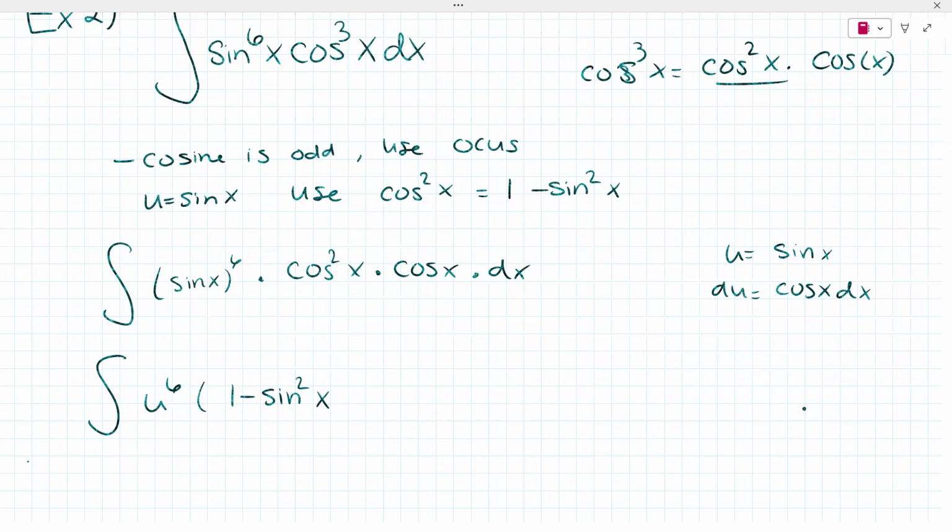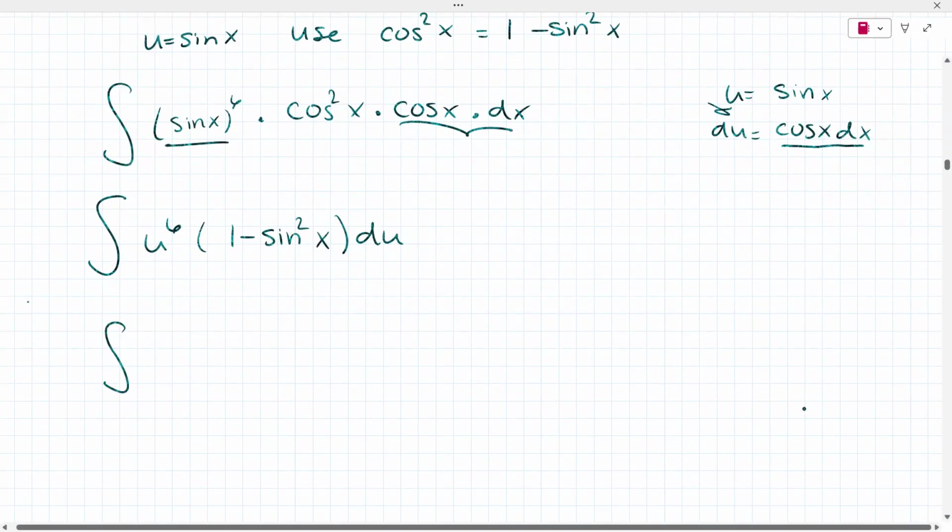Okay, so yes. I replace my sine of x with u to the 6th because our u is the sine of x. I replace my cosine squared of x with 1 minus sine squared of x. And then we have this extra cosine of x dx, which comes out nicely as du. So you're going to replace this with du. Good.